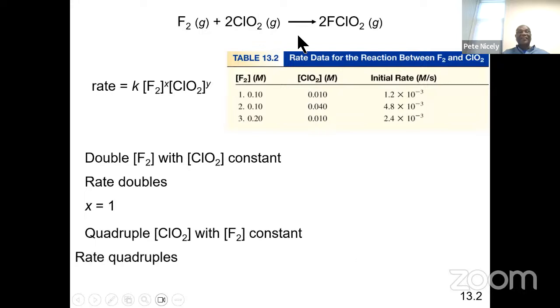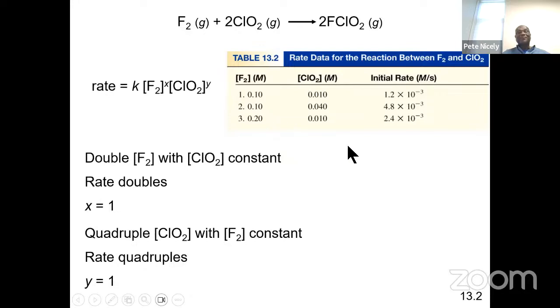So as you can see here, as I stated before, when the concentration of ClO2 is quadrupled, with the fluorine concentration constant, the rate is quadrupled. So what that tells us is that the rate of the reaction is directly proportional to the concentration of ClO2, which means that the order of the reaction with respect to ClO2 is 1, all right? So therefore, the y, which is the order of the reaction with respect to ClO2, would be equal to 1.